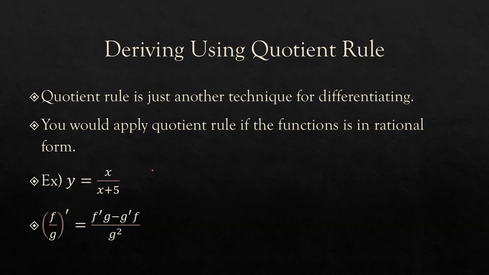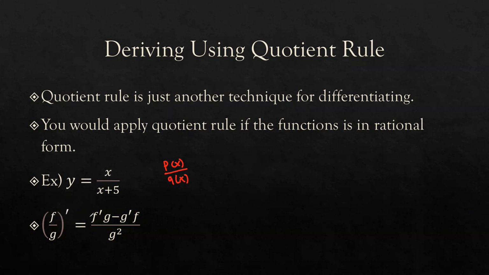What I mean by rational form is p(x) over q(x). You've seen rational functions before. An example would be y equals x over x plus 5. If it is in rational form, you can use the quotient rule.